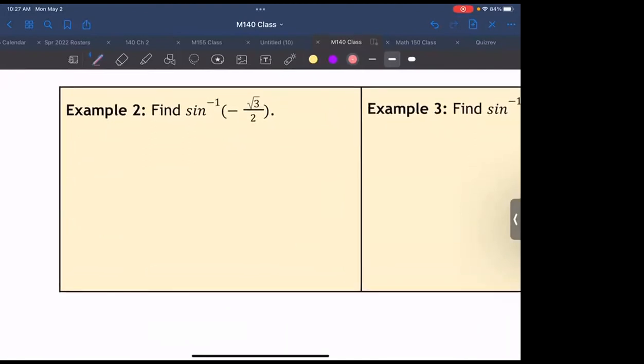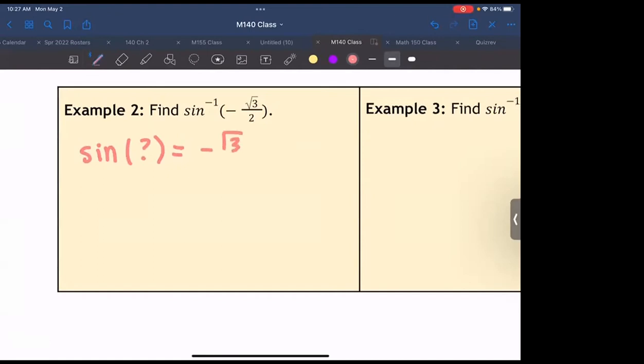Okay, first example, we want to find the sine inverse of negative 3 pi over 2. Sine inverse is the same thing as saying sine of what equals negative 3 pi over 2. Remember, we're just switching up the x value and the y value, okay? Well, let's take a look at our unit circle. Any angles that give us the sine of negative 3 pi over 2?